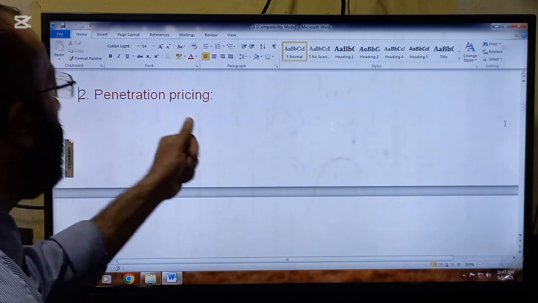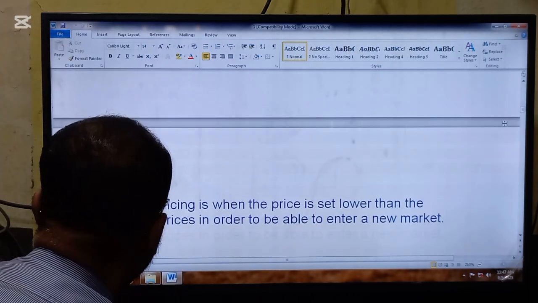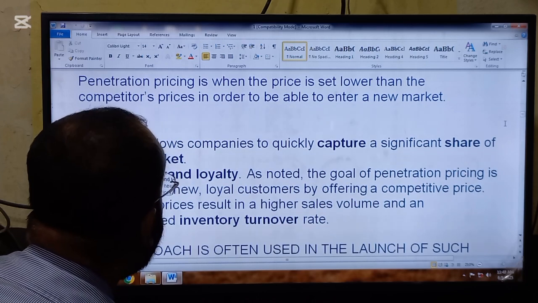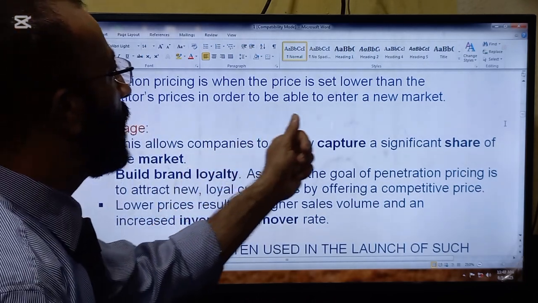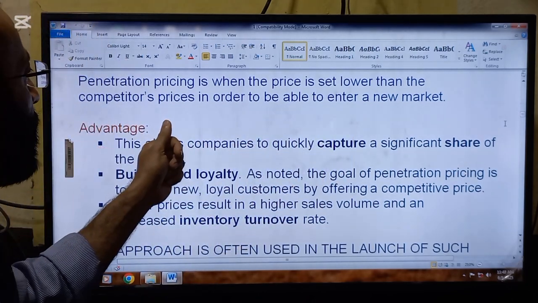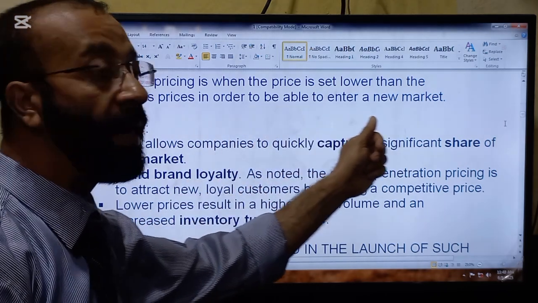The next is penetration pricing. Penetration pricing is when the price is set lower than the competitor's price in order to be able to enter a new market.